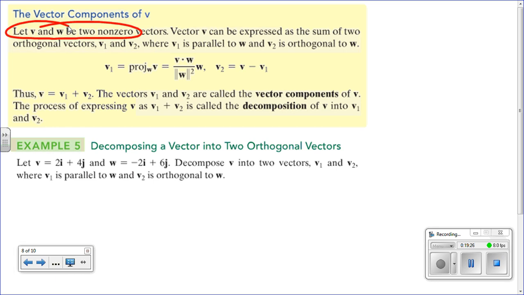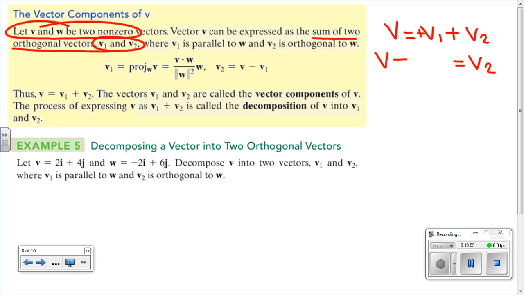We can say that the first vector, vector v, can be expressed as the sum of two orthogonal vectors v1 and v2. So this is what we're saying: vector v is equal to v sub 1 plus v sub 2. If we want to solve for v sub 2, what should we do? It will be equal to v minus, because this is adding, if I take this across, minus v sub 1. That's one of the formulas that we have here.